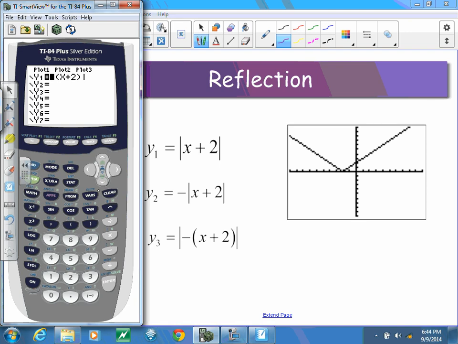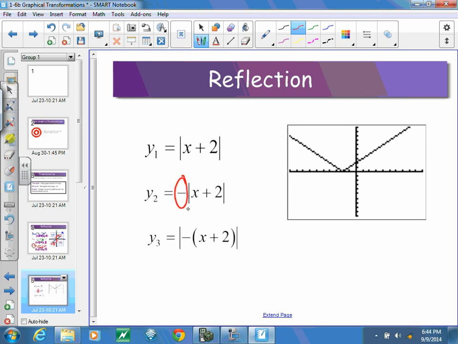Now I'm going to go into y2, and we're going to see what happens when I put a negative out in front of the absolute value. And then we type in x plus 2. When I hit graph here, what you should be seeing is that we are having a reflection, and it's being reflected over the x-axis. So all of our x values are staying the same. It's our y values that are becoming the opposite. And if you think about that, this is all of our x, and then that negative being outside, that's what's changing everything over.